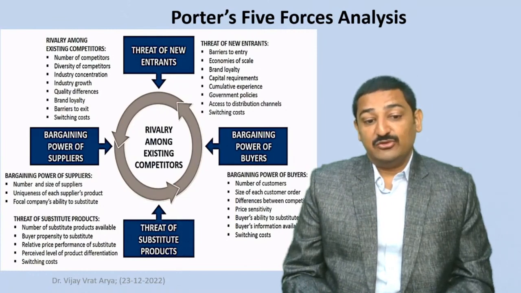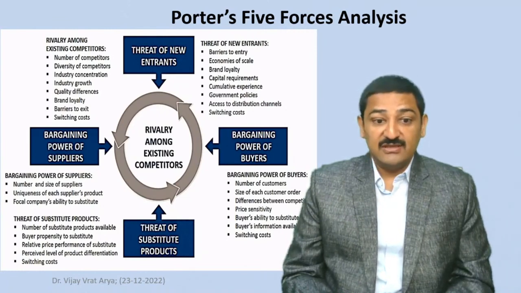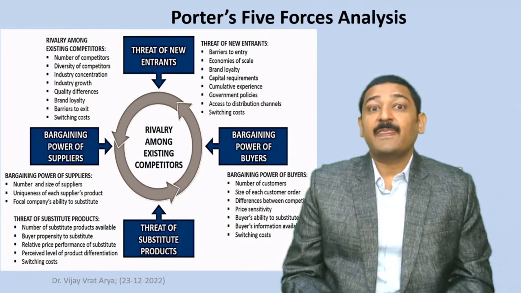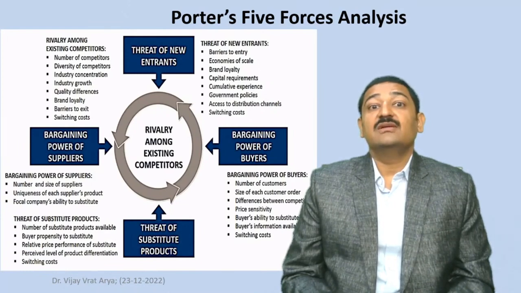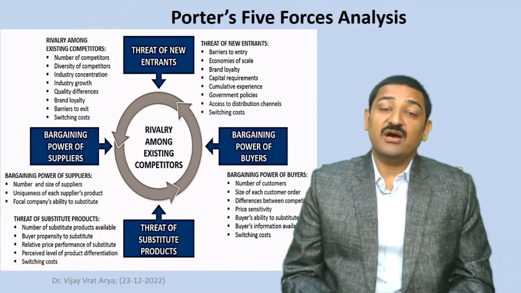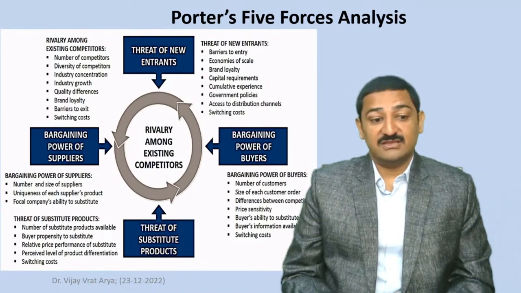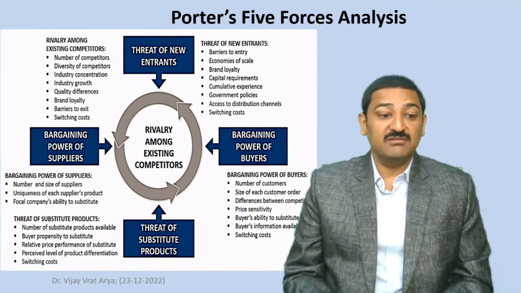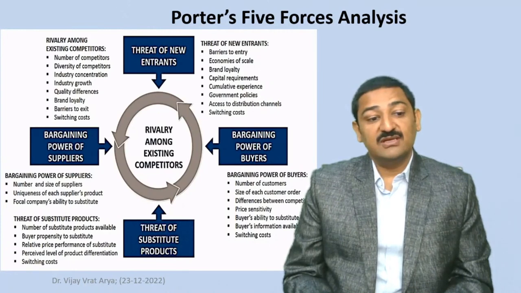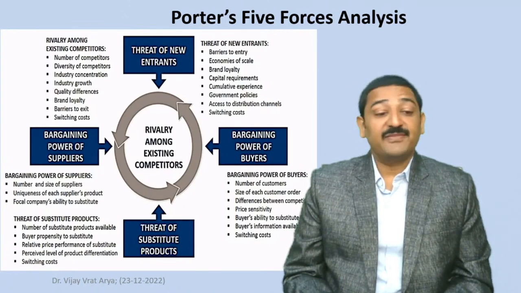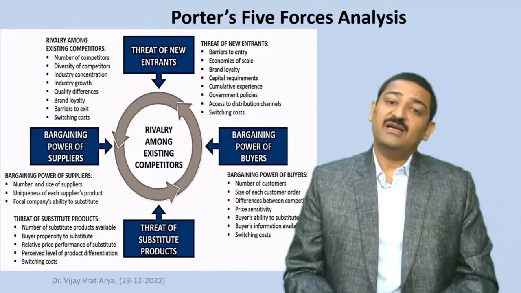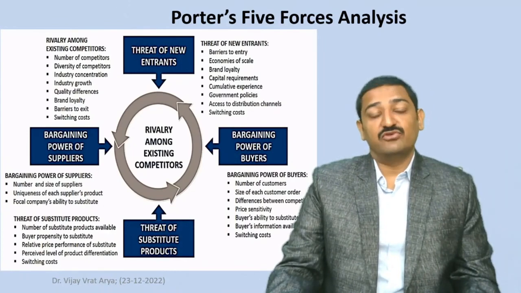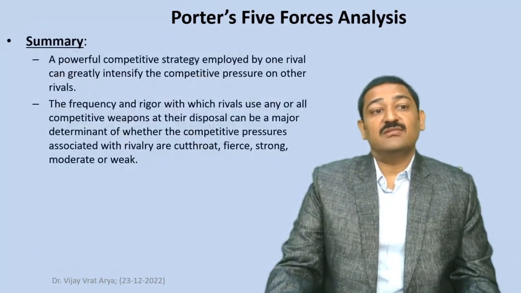Apart from that, the position of substitute product is also considered as a threat. So, what is the availability of substitute product, the quality of that substitute product, the pricing of that substitute product are some of the variables which are considered under it. So we can have the buyer's propensity to substitute, relative price performance of substitute, perceived level of product differentiation, and number of substitute products available, and the product switching cost is also considered as one of the important forces in the Porter's five forces analysis.